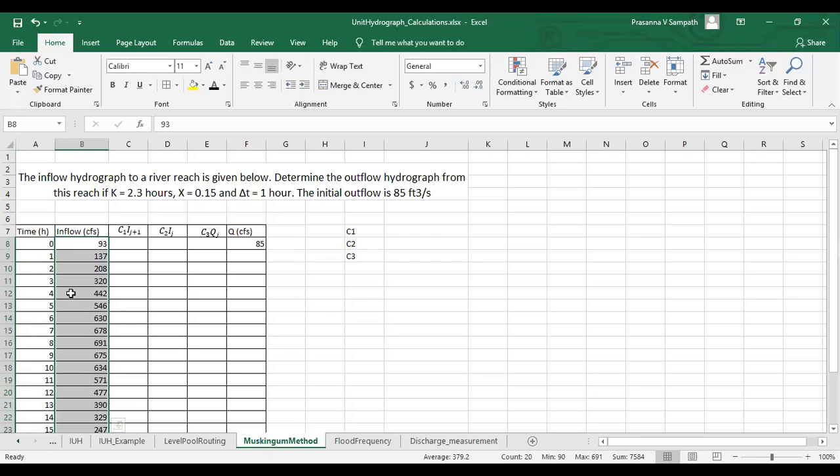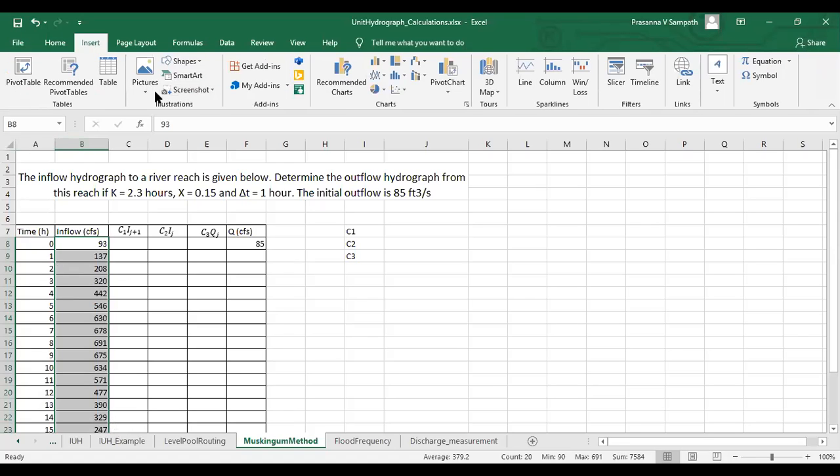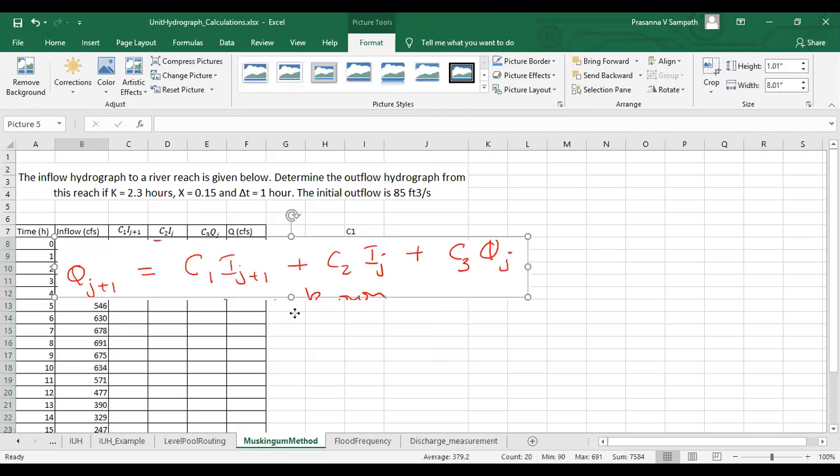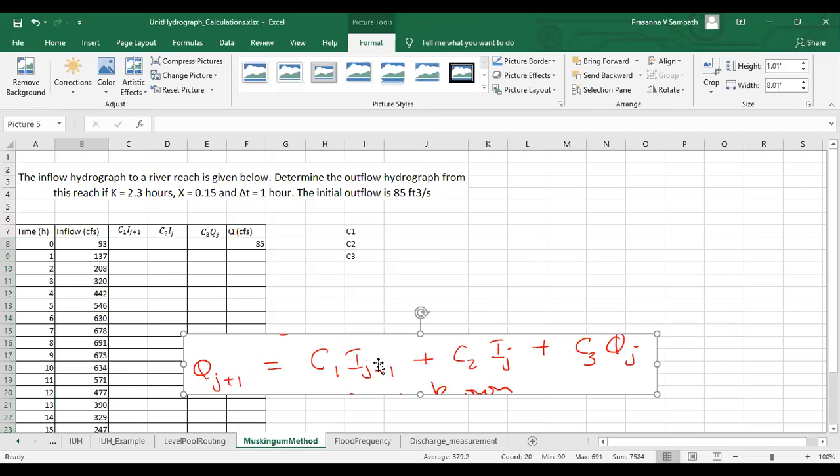So now the first thing we would do is, if you remember correctly, let me just insert that expression over there. So this is the expression that we are using: qj plus 1 equal to c1 times ij plus 1 plus c2 times ij plus c3 times qj, right? And we've already developed an equation for c1, c2, and c3.